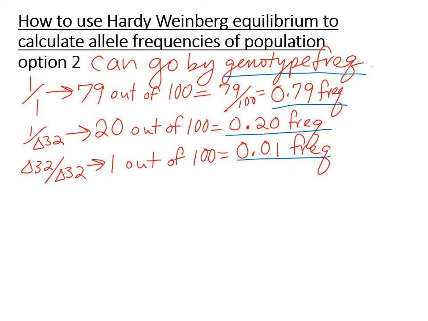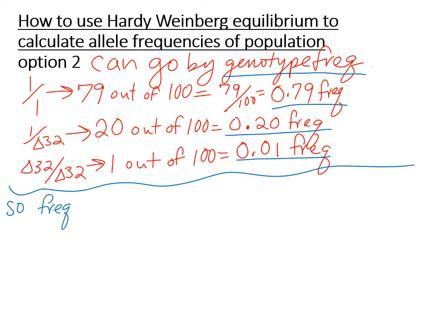Now you want to figure out the frequencies of your alleles, right? So based on that, the frequency of allele one, where do you find allele one? Right here in the first genotype, 0.79 frequency. Allele 1 represents that whole genotype, right? It's 1-1, which means there's no other allele there, so that entire 0.79 represents allele number 1.